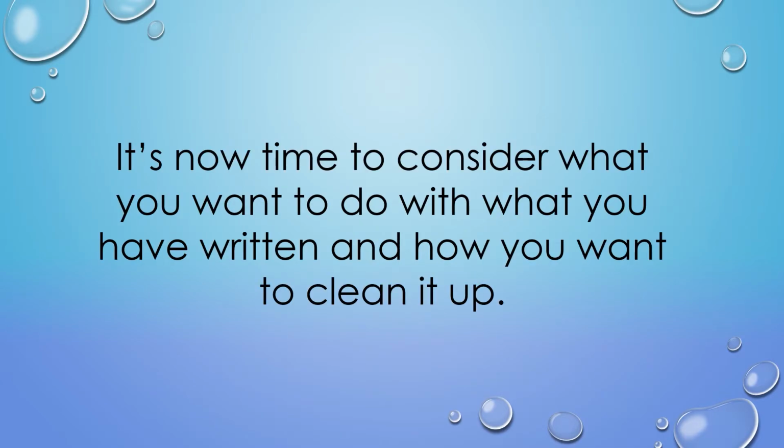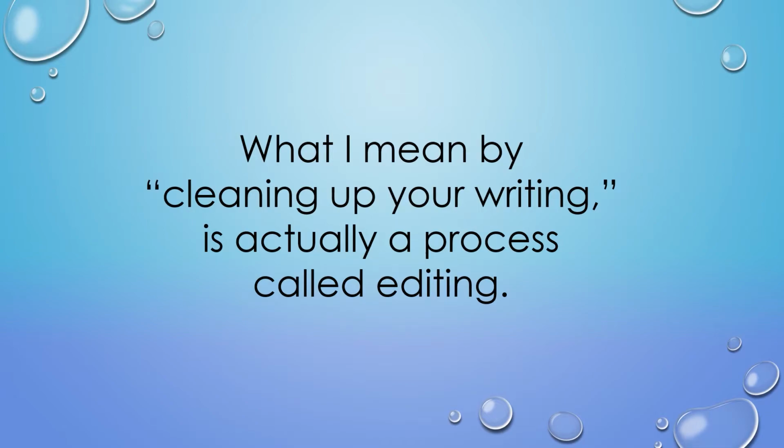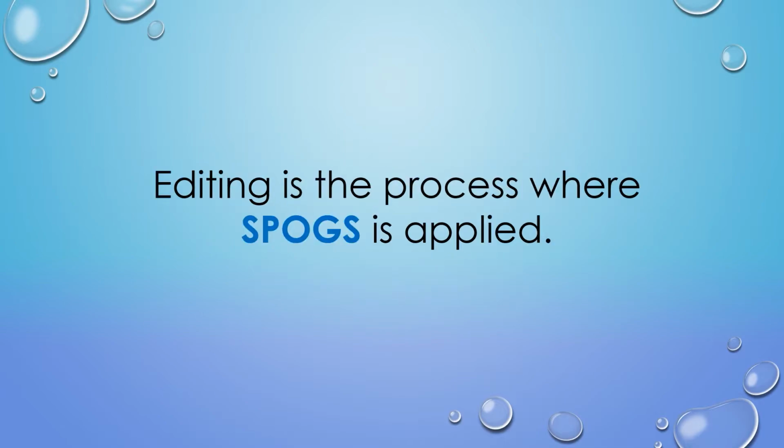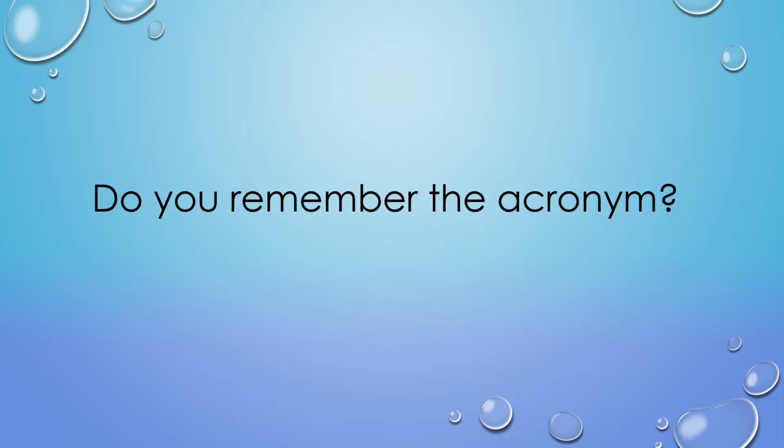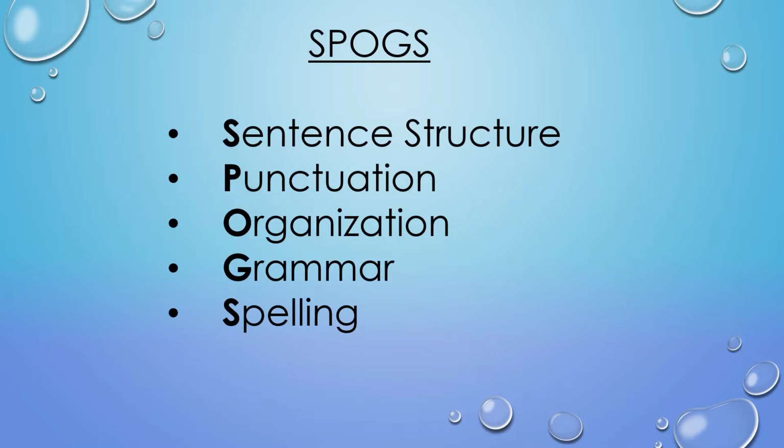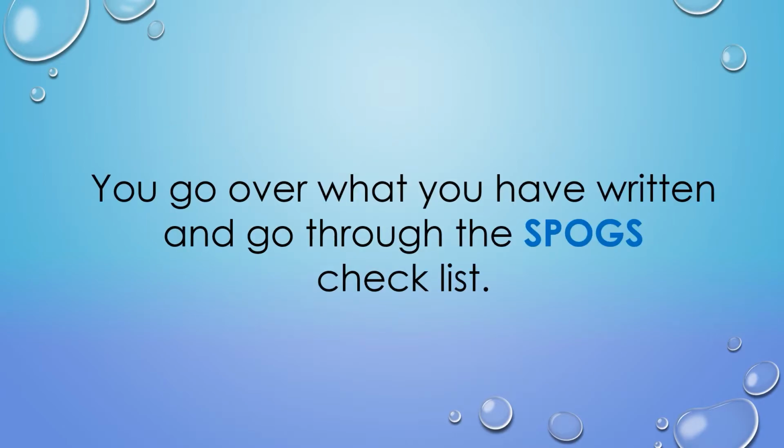It's now time to consider what you want to do with what you have written and how you want to clean it up. What I mean by cleaning up your writing is actually a process called editing. Editing is the process where SPOGS is applied. Do you remember the acronym? SPOGS: sentence structure, punctuation, organization, grammar, and spelling. You go over what you have written and go through the SPOGS checklist.